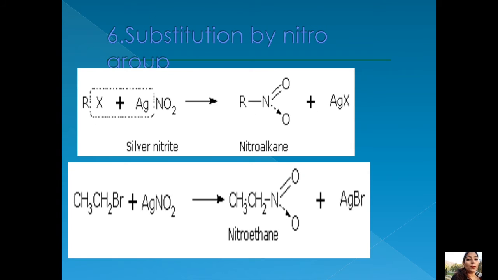Substitution for nitro group: alkyl halide plus silver nitrite gives the nitroalkane. This depends on the attachment, how nitrogen is attached with the oxygen. So here there are two double bonds and this lone pair of electrons.